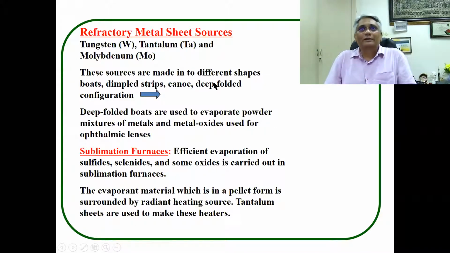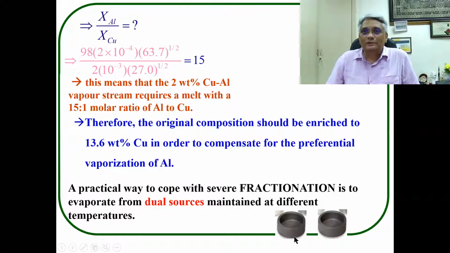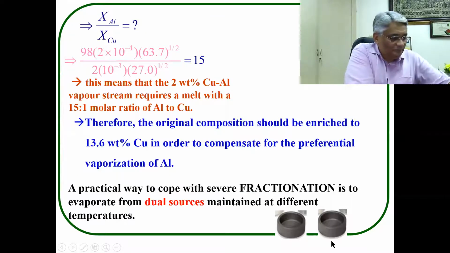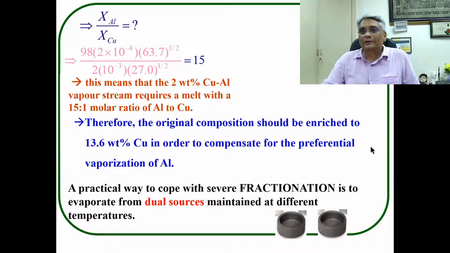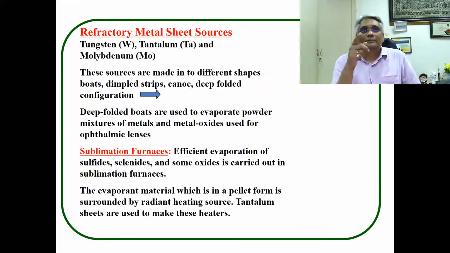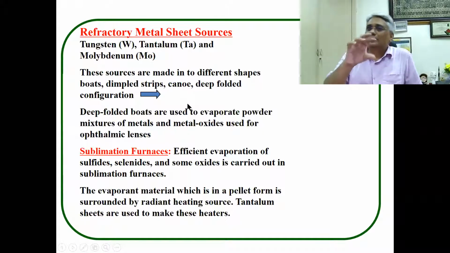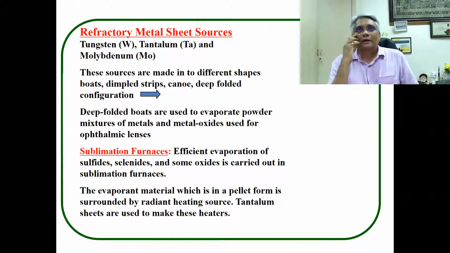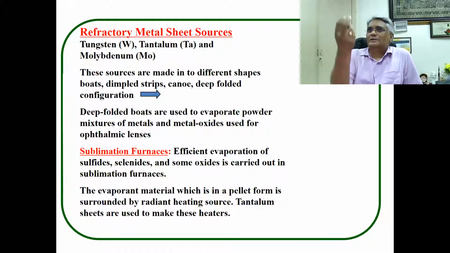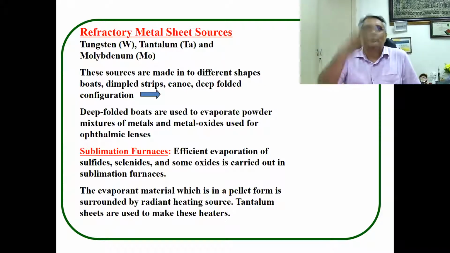Okay, so the refractory metal sheet sources are used. What you have seen in the previous one is various forms of crucibles that can be used for evaporating elements. Normally those crucibles can be obtained in different forms. If I have a sheet of tantalum or molybdenum, I can make it in the form of a bowl or a boat, or some kind of container that can hold the charge before the melting happens.